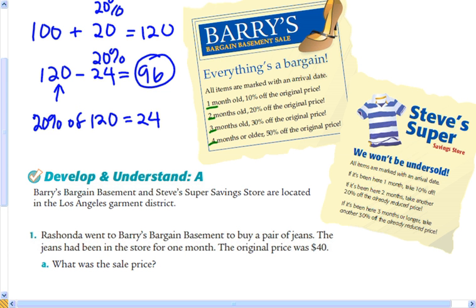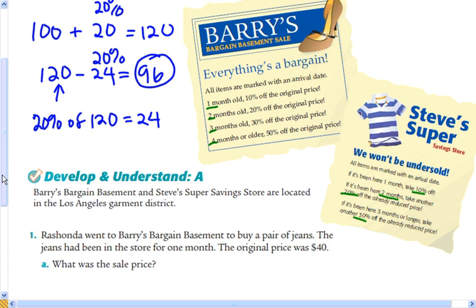Now Steve's Super Savings Store, if it's been there 1 month, he gets 10% off, just like at Barry's. If it's been here 2 months, you take another 20% off the already reduced price, so you get 10% off and then 20% off of that. And if it's been here 3 months or longer, then you take another 30% off the already reduced price. So you keep reducing the price. First by 10%, then whatever that price is by 20%, and then by 30%.